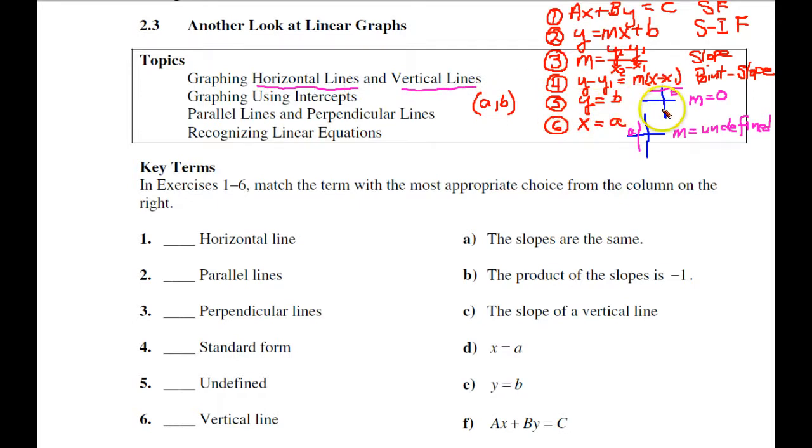Now I have a little graph next to them. Y equals b. Well, you remember b up here is our y-intercept. So when you have an equation y equals, let's say, 6, 6 is the y-intercept. It's where this equation, which is a horizontal line, will cross at point B, which is 6, the y-axis.